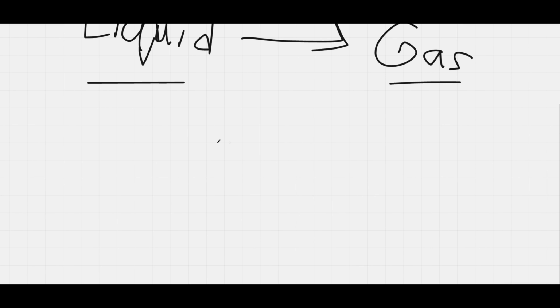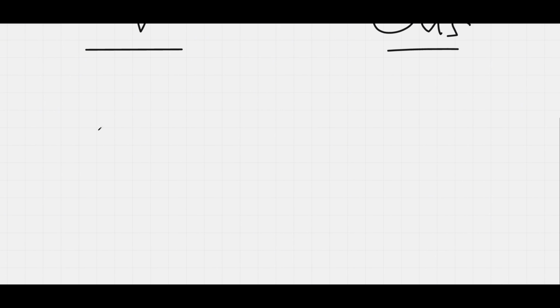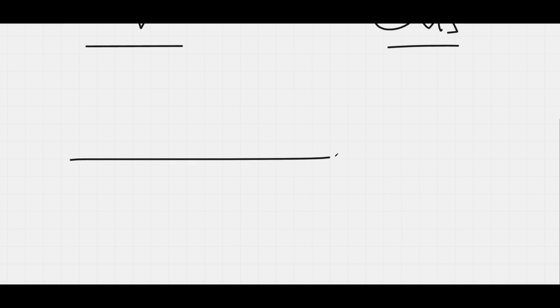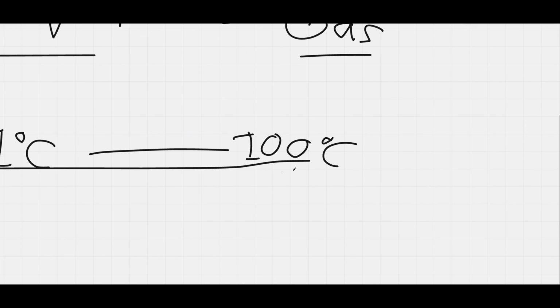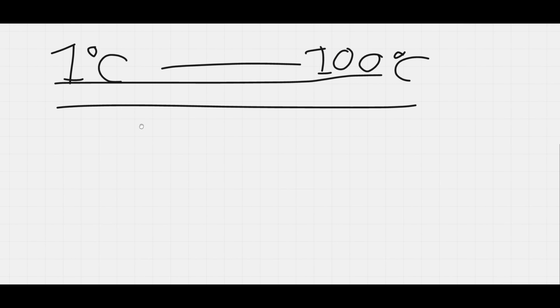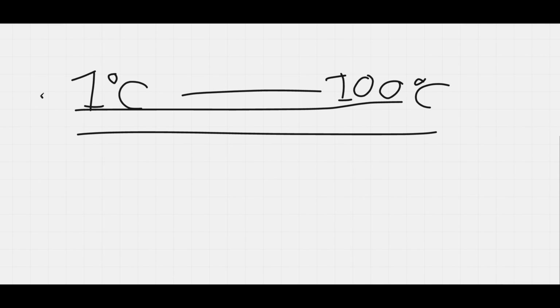Now, evaporation happens over a range of temperatures. So it could happen at maybe 1 degree Celsius all the way to 100 degrees Celsius, right? This is number one point. Second point, it only occurs at the surface of liquids.